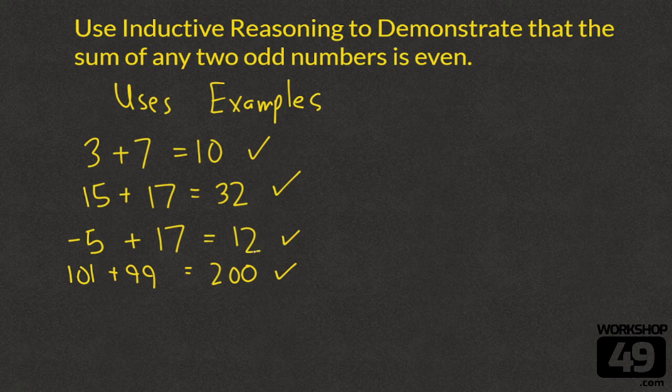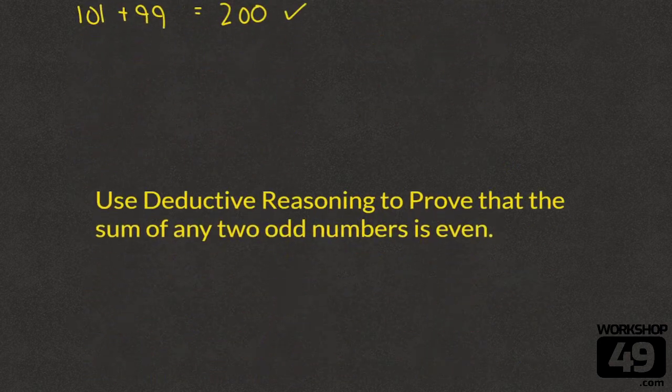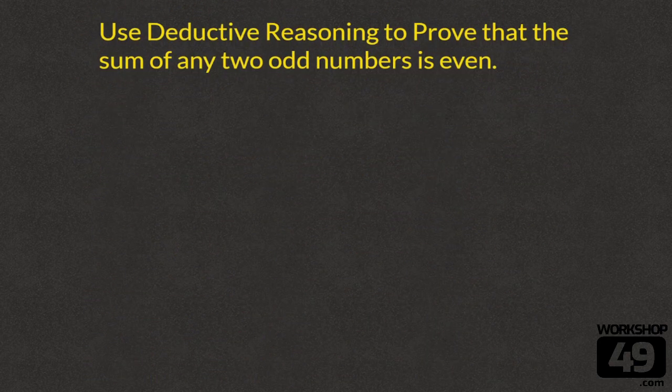The trick is to try to come up with a counterexample. Try to think of an example that breaks it. If you can't, this is most likely true. Now, maybe someone else will come along and give us a counterexample. Hooray for them. That's great. This is most likely true, but we can't be 100% sure. Let's scroll down and try this deductively.